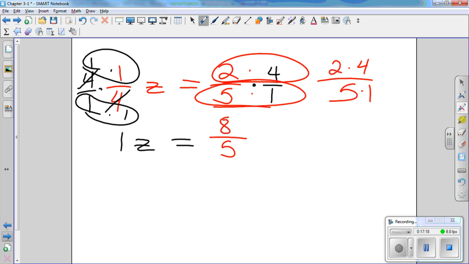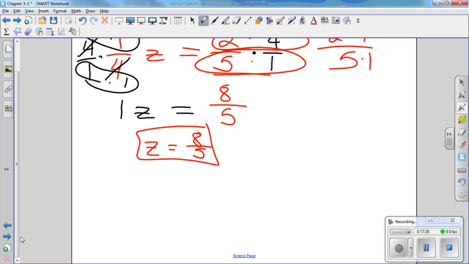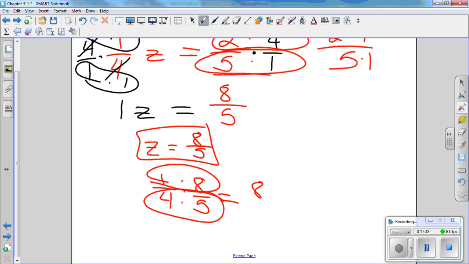So now I have z equals 8/5. So now we check it. Let's go back. Let's plug it in. 1/4 times 8/5. Well, when you multiply fractions, what do you do? Yes! Marry the tops, marry the bottoms. So it's 8 times 1, and 4 times 5. I could have cross reduced first, but I didn't. So I have 8 over 20.